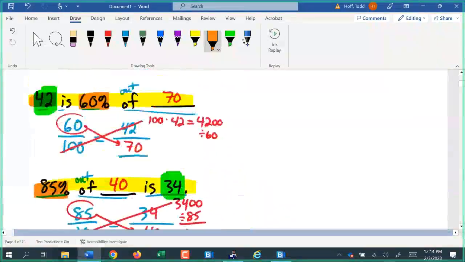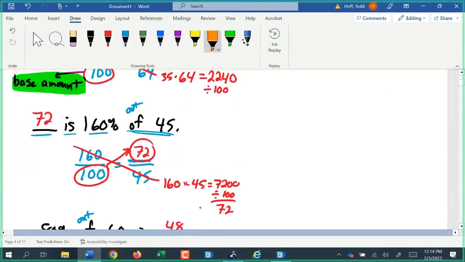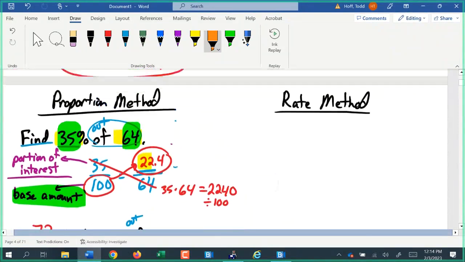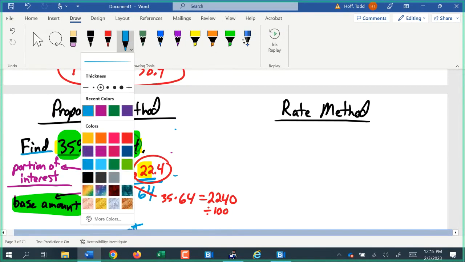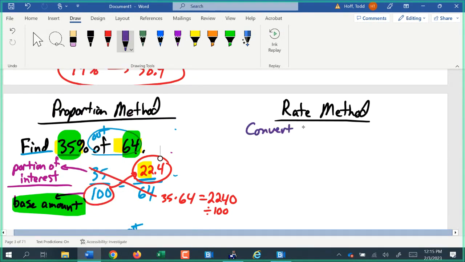So I promised I would go back and show you the rate method as a second method of doing this. So the rate method involves converting the percent to a rate. So for this one here, we have 35%. As a rate or a decimal form, that is 0.35.